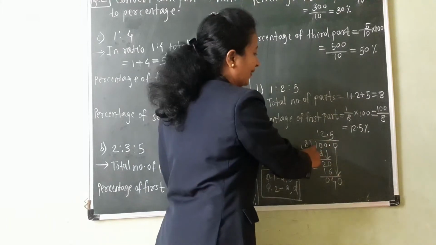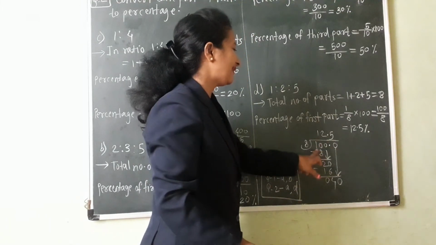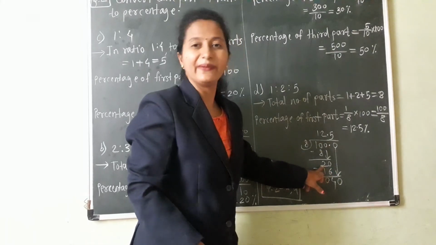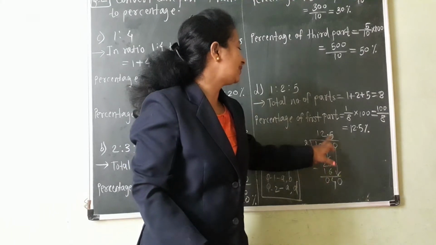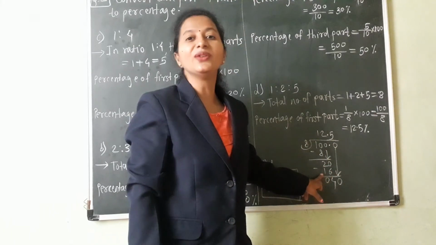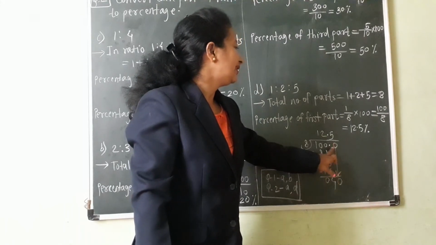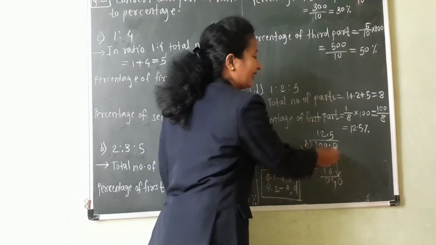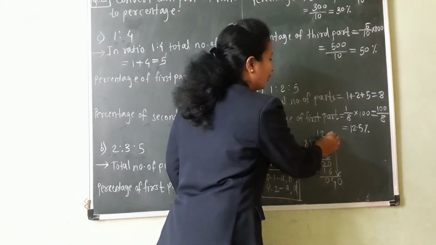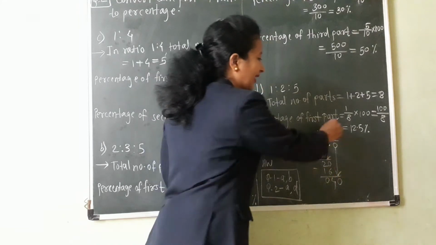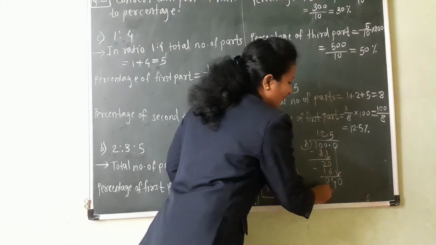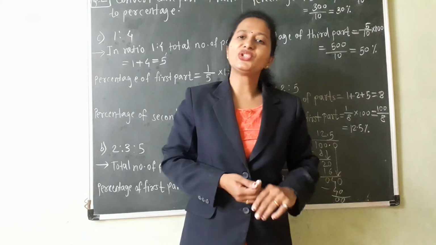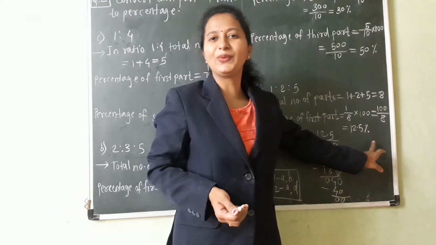How? When you divide 100 by 8, 8 ones are 8. 10 minus 8 will be 2 as the remainder. Bring down this 0. So the number 20 will form. 8 twos are 16. 20 minus 16, 4 will be the remainder here. But we want the remainder to be 0. So put the decimal point in the quotient and write one more 0 in the dividend. Bring down that 0. Then 8 fives are 40. Now you will get the remainder as 0. So the percentage of the first part is 12.5%.